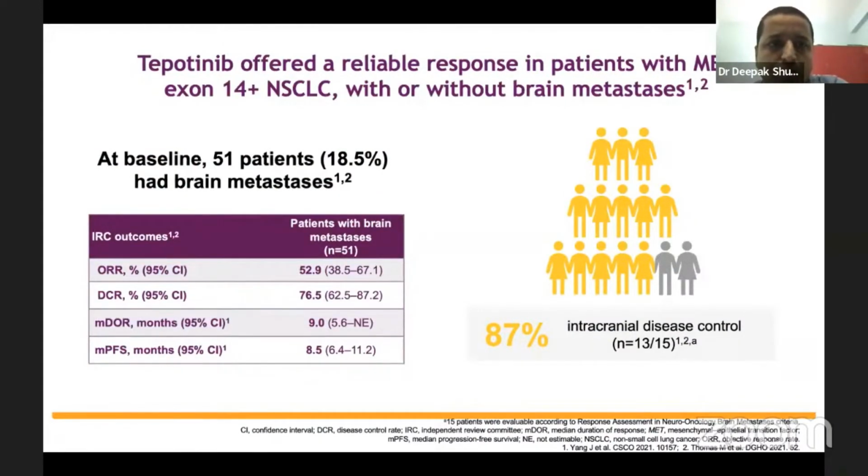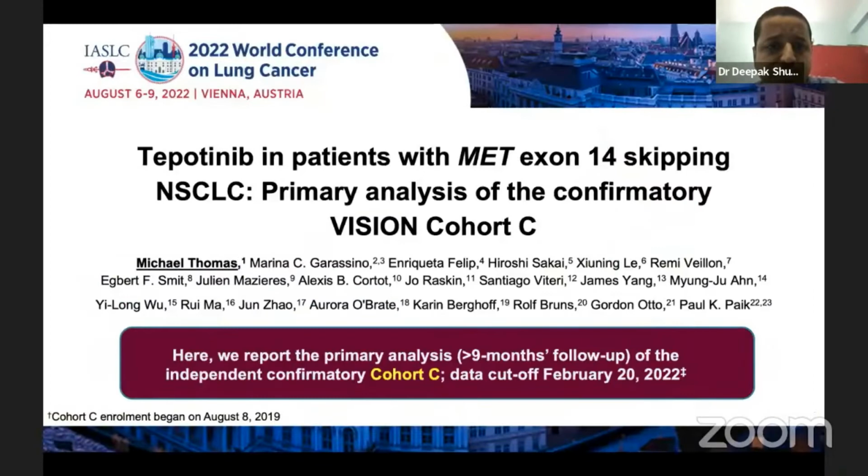Tepotinib was also studied in this data set, where there were 51 patients who had brain metastasis, and the overall response rate was 53%. The disease control rate was 76.5%. The median duration of response was close to 9 months. The median PFS was close to 8.5 months. And overall, an 87% intracranial disease control rate was seen.